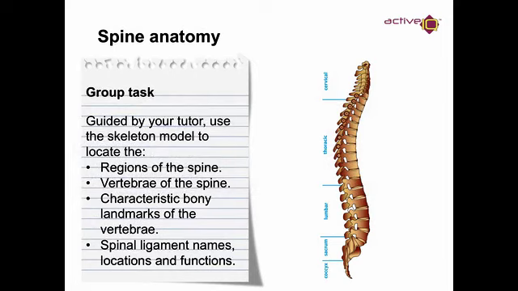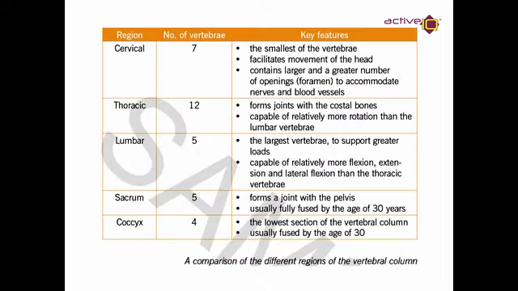But what you need to be aware of is a little bit more information. As well as knowing the regions of the spine, you need to know what order they come in, and you also need to know this information here, okay? In particular, the number of vertebrae that are in each of the different regions. So we have the cervical first of all, and there's 7 vertebrae in there.